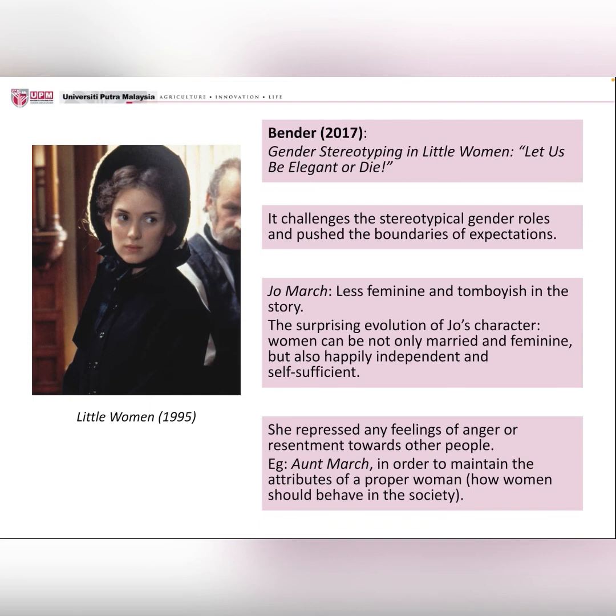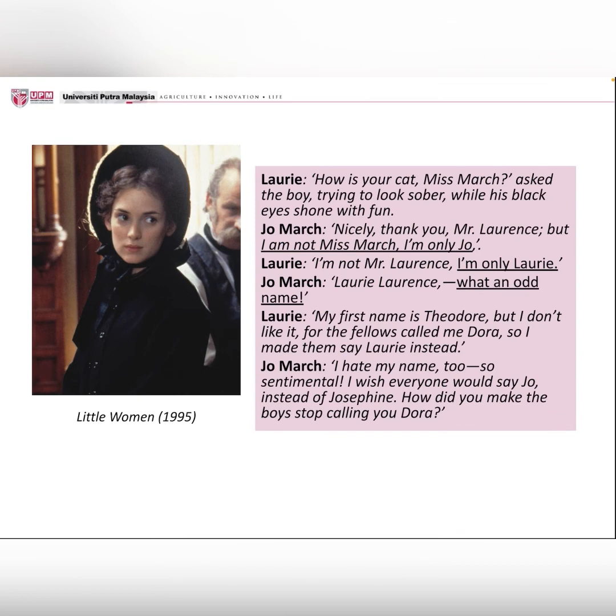Surprisingly, it shows that Joe's character highlights that women can be not only married and feminine, but also happily independent and self-sufficient. And this can be displayed throughout the conversation on how Josephine expresses feelings of anger or resentment towards other people about how women should behave in society. Okay, let us take a look at this example of the dialogue between Laurie and Joe March.